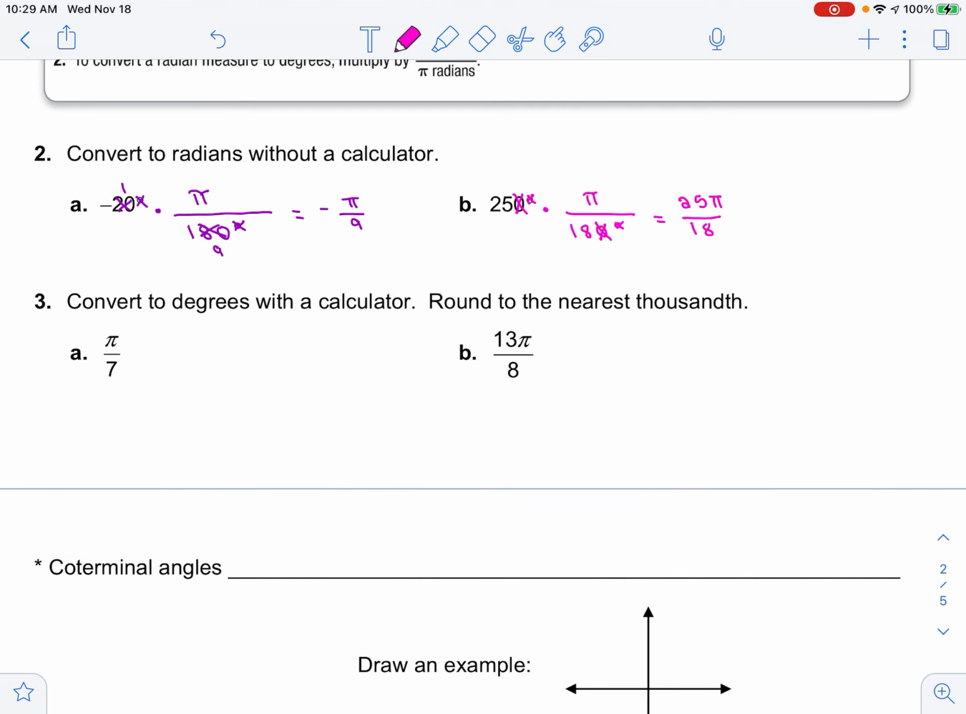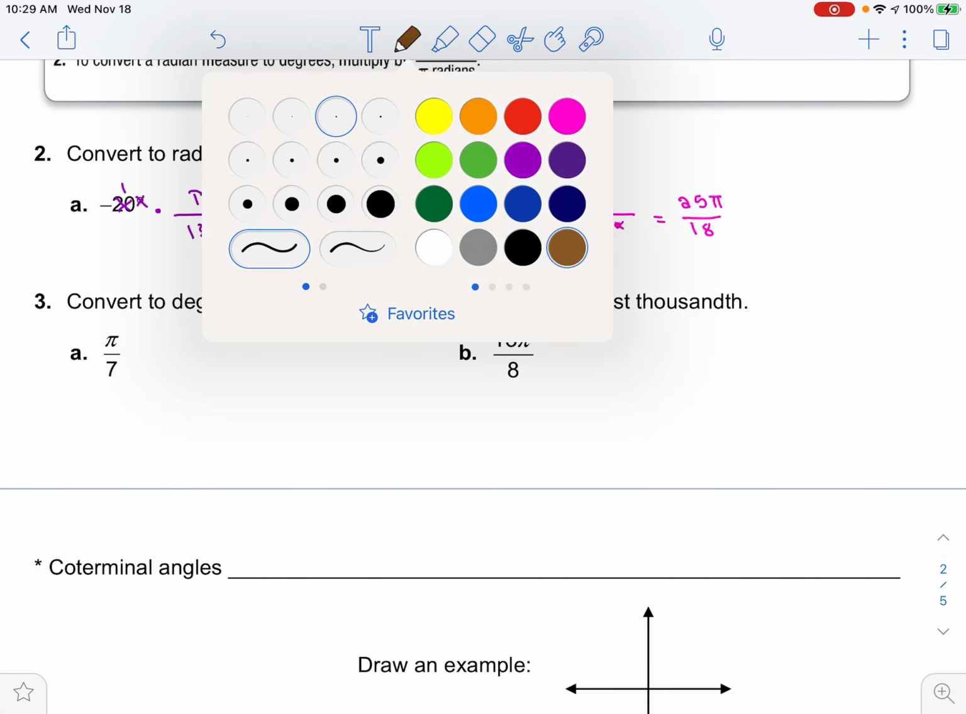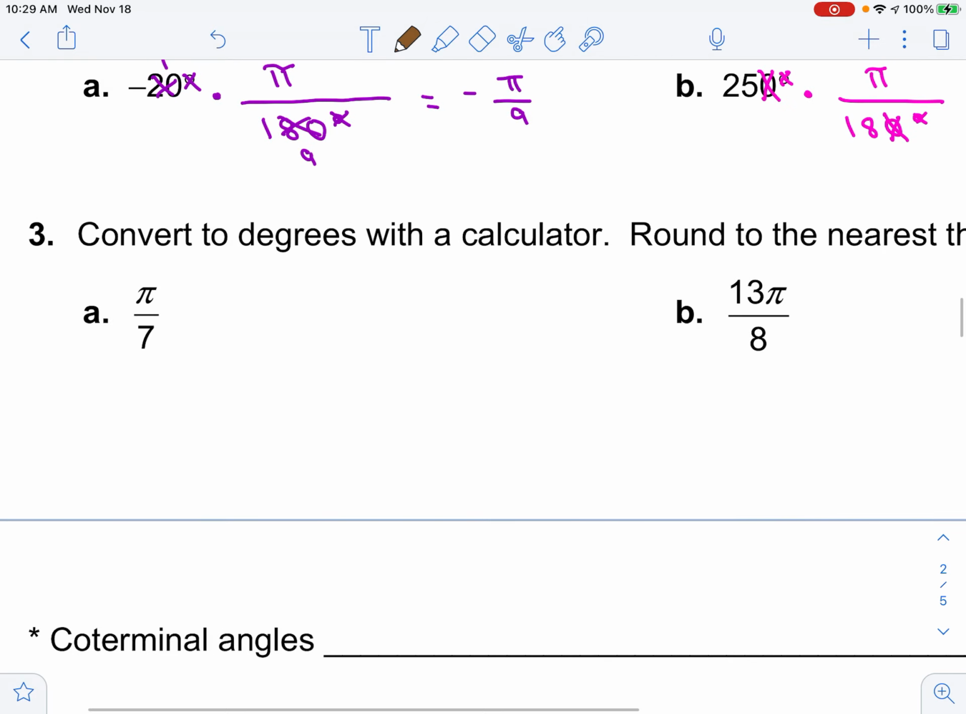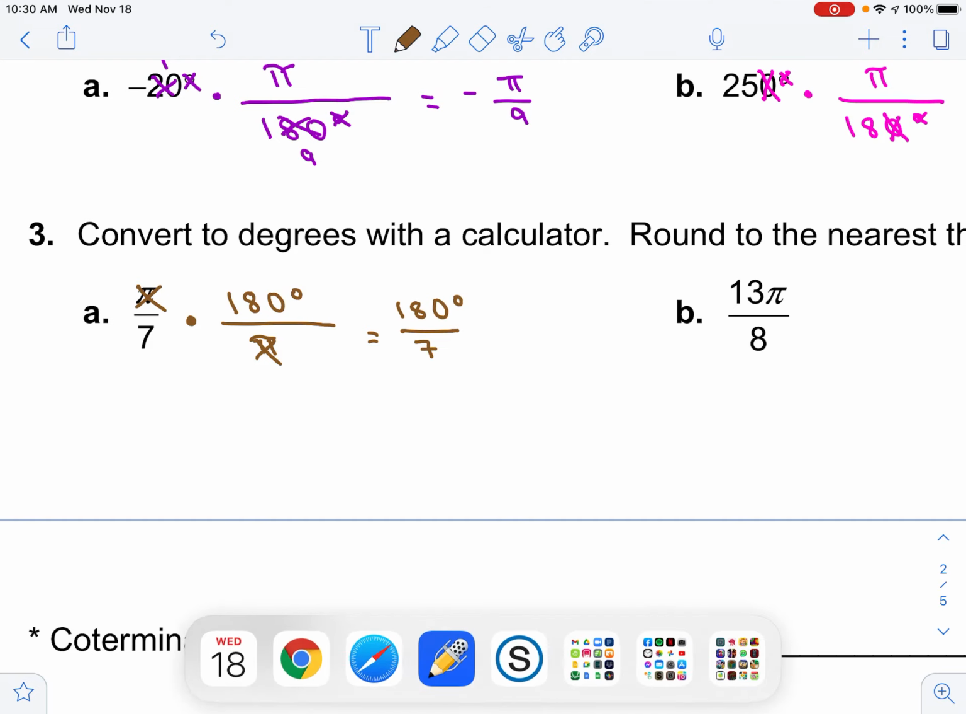Now, the last two on this sheet deal with doing this in reverse. Now I want to take the radians and go to degrees. So again, to get my units to cancel, to get this pi to cancel, I need to put a pi down here. And what's true about pi? Oh yeah, it's 180 degrees. So the pi's will cancel, giving us degrees in our final answer, but we still have to use our calculator and figure out what that measurement is.